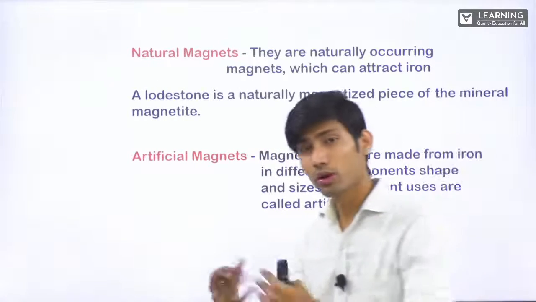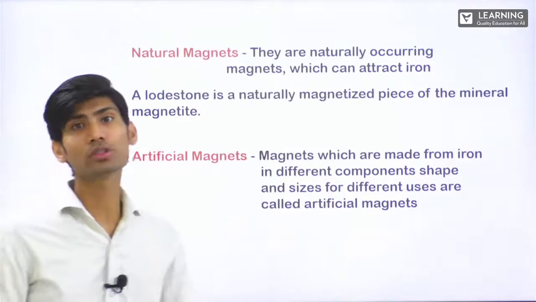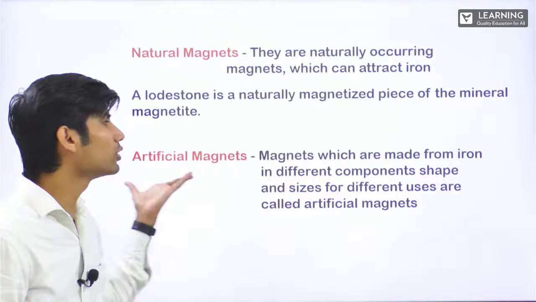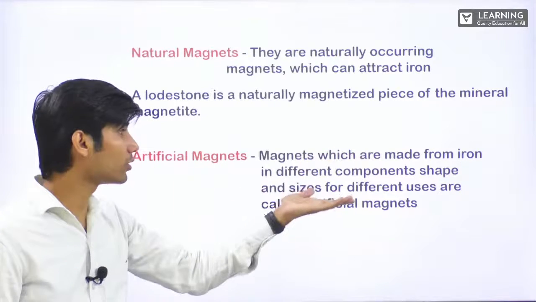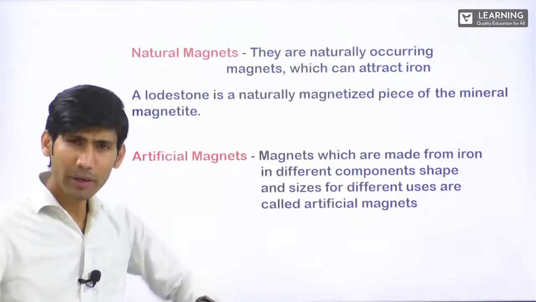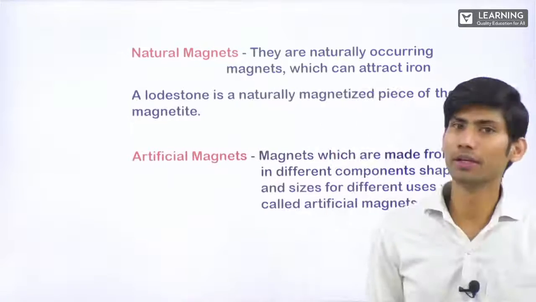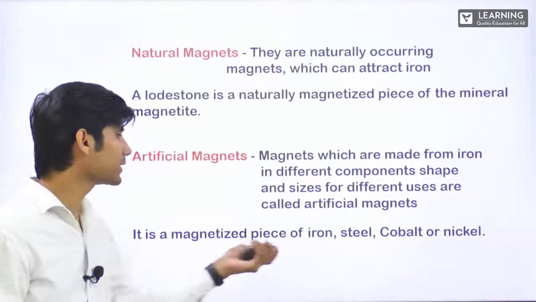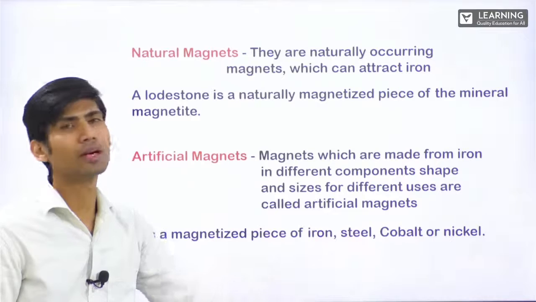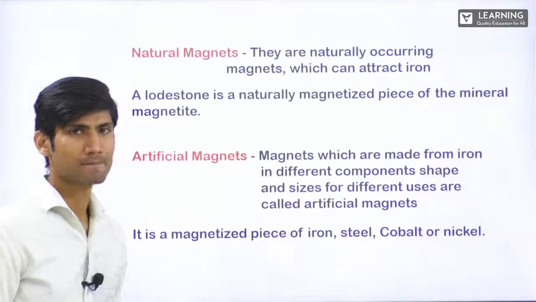But there are a lot of places where we use magnets and magnetic force a lot. Because of which there was a need to make artificial magnets, and these magnets are made of iron in different components, shapes and sizes depending on the kind of magnetic field, the strength of magnetic field we need around it. Examples are a magnetized piece of iron, steel, cobalt or nickel. Done. Next.